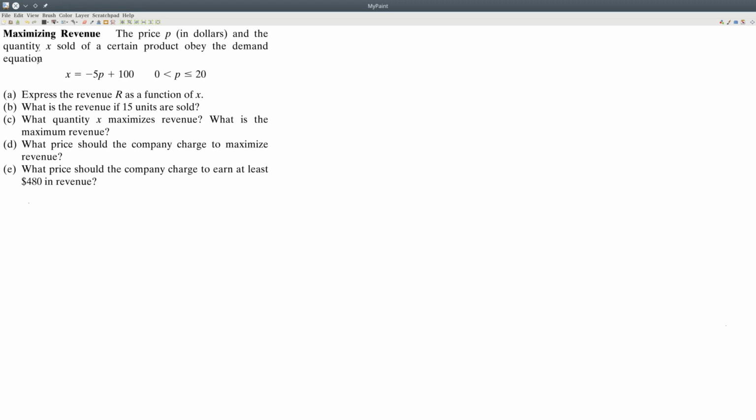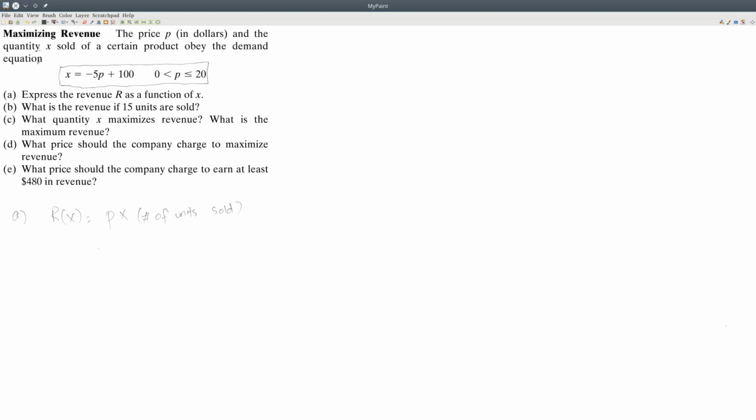This is an example of quadratic model building, or an application of a quadratic model. The price, in dollars, and the quantity x sold of a certain product is given by that equation, and the price can only be between 0 and $20, including $20, and as you can see, it can't take on the value 0. Now, the revenue function is nothing but price times the number of units sold.